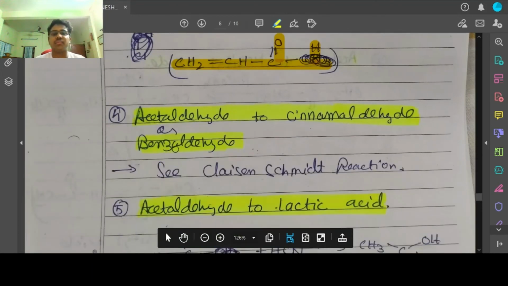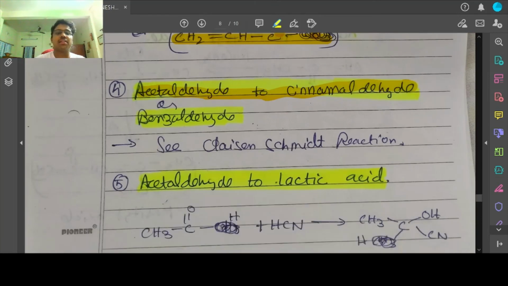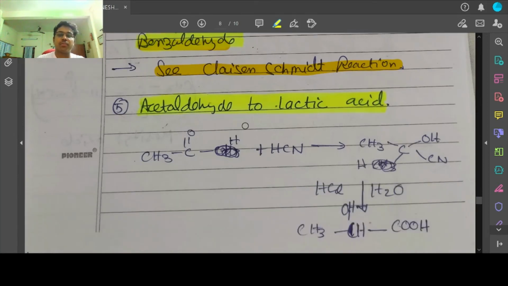Okay. So acetaldehyde to cinnamaldehyde. We had earlier learned this in the Claisen-Schmidt reaction. So just reverse the video and go through that portion, you will be clear with that. So acetaldehyde or benzaldehyde to cinnamaldehyde. This is a very important reaction to remember. So now comes the second part.